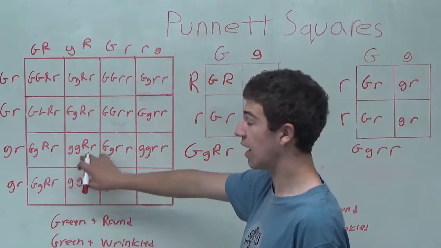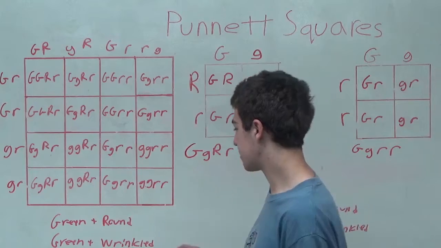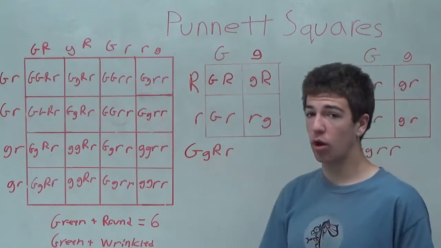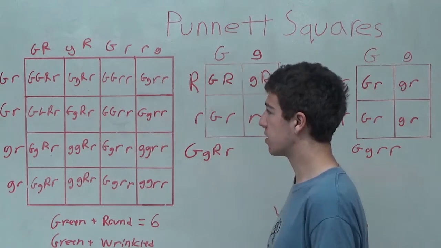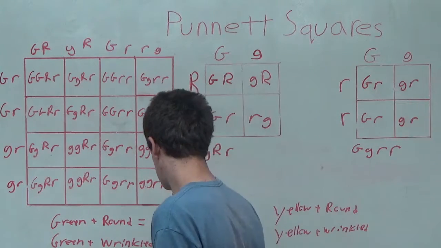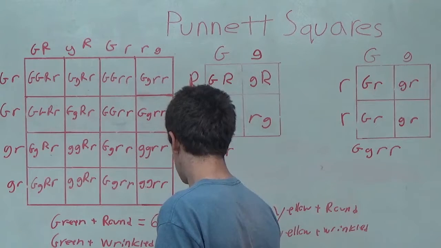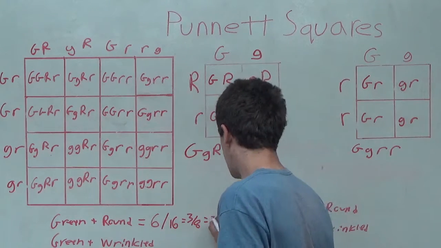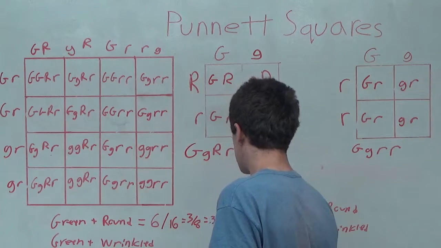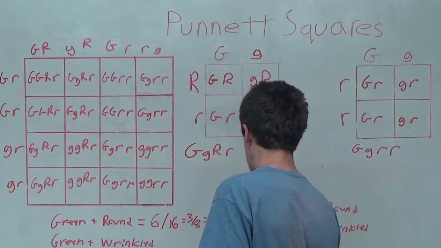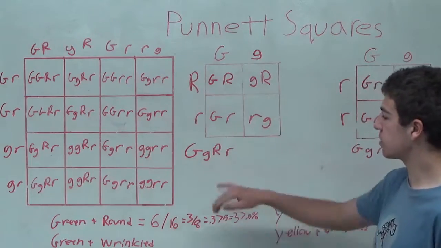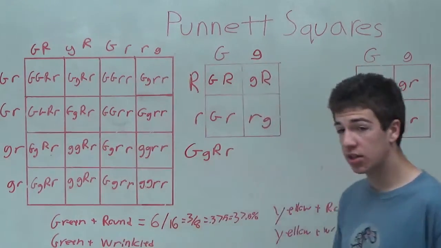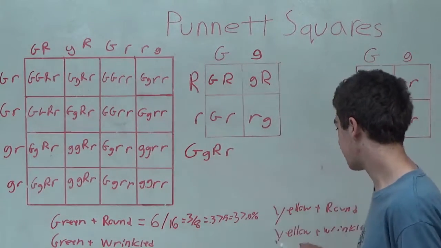These 2 show yellow traits, so they do not count. So we have 6 total. And then you divide it by the overall boxes within your Punnett square, and we have 16. So that simplifies to 3 over 8, which is equal to 0.375, which is equal to a 37.5% chance that the offspring of these 2 parents will end up being green and round. And you can continue this for each of these different possibilities.